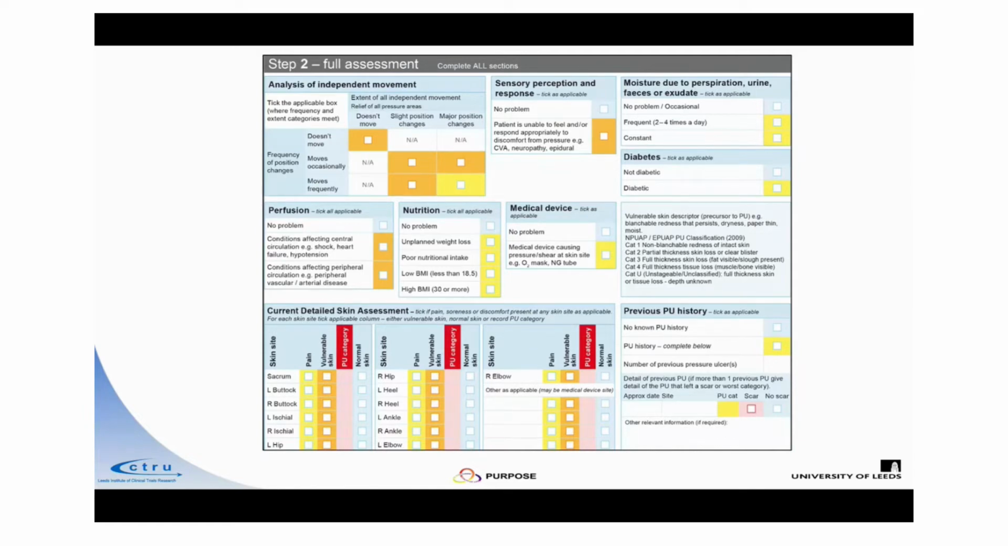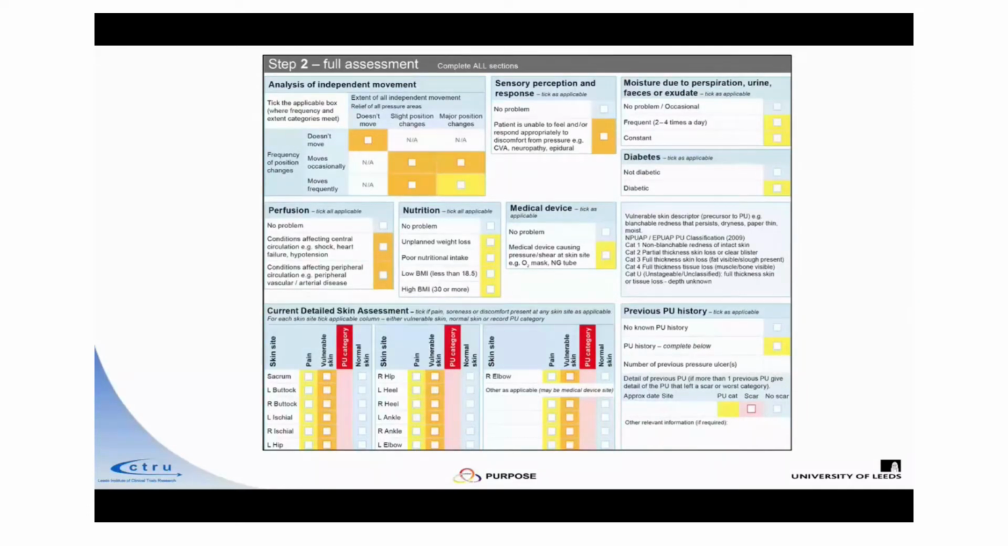And then we've got sensory perception and response. I'm not going to go through all of them in detail, but there's a couple that are probably more complicated than others. With the sensory perception and response item, this is around patients who are unable to feel and/or respond appropriately to pressure. So we know that there are two factors there. Some people can't feel and so are not going to respond, and I'm thinking about people with neuropathy, that type of thing. And some people can feel but can't move. So there's a few factors there that you need to consider, and you would tick the appropriate box.